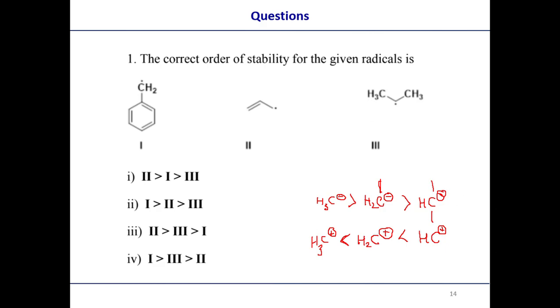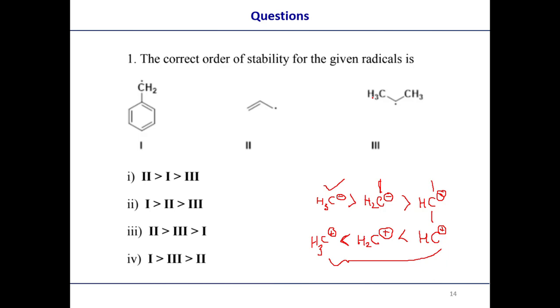Okay. So the tertiary carbocation is more stable compared to the primary one, while the tertiary carbanion is least stable, and this one is more stable. The same pattern as for carbocations is followed by radicals also. The tertiary radical is more stable compared to the primary radical. Okay. So here we have to find out the most stable radical.